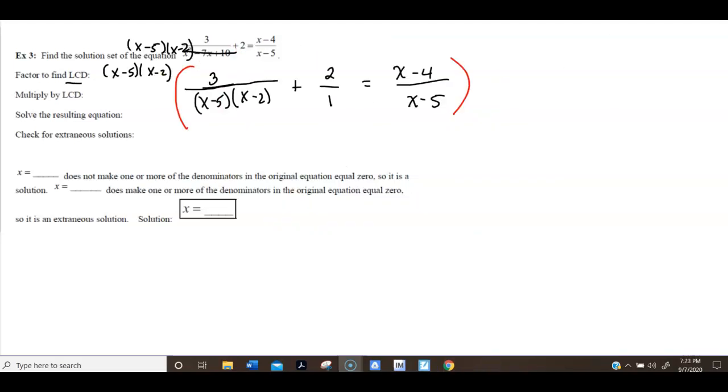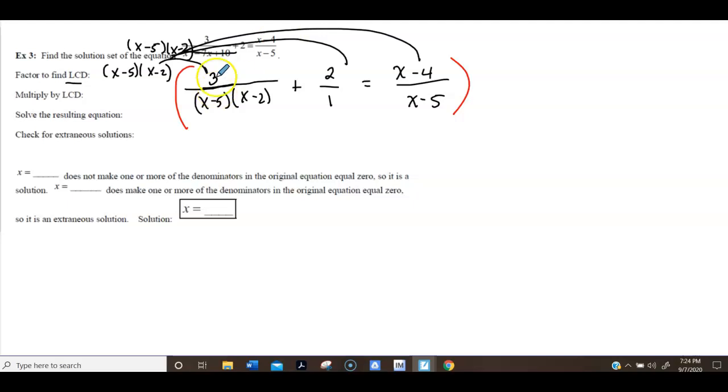We start this problem by factoring the denominator into x minus 5, x minus 2. After we do that, then we're able to find the LCD. The LCD is you have the x minus 5, write it down, then you have the x minus 2, write it down, and then you have another x minus 5, which you already have, so you don't need to write that one down. You're going to take the LCD and multiply it to the entire equation.